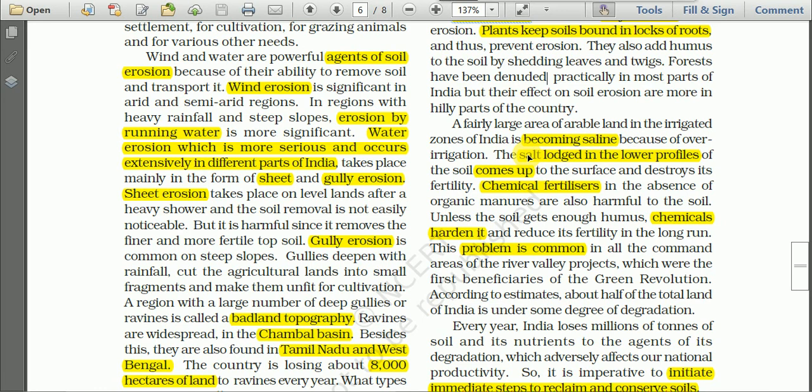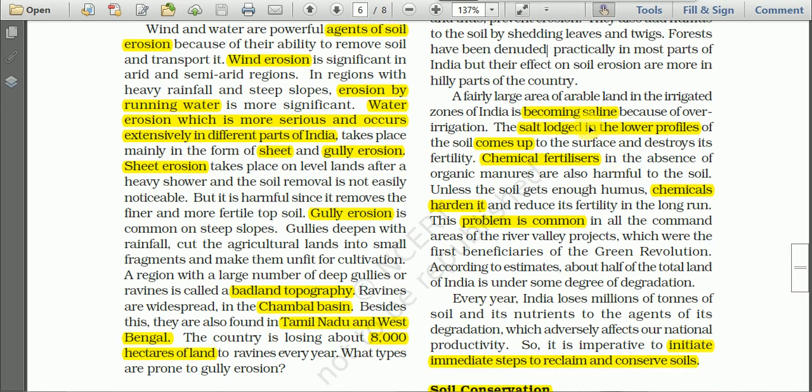A fairly large area of arable land in the irrigated zones of India is becoming saline because of over irrigation. That means over irrigation is another cause for soil degradation in India. The first important cause for soil degradation is deforestation. The second important cause is over irrigation. So due to over irrigation, a large arable land, a large cultivated land in India, has been becoming saline.